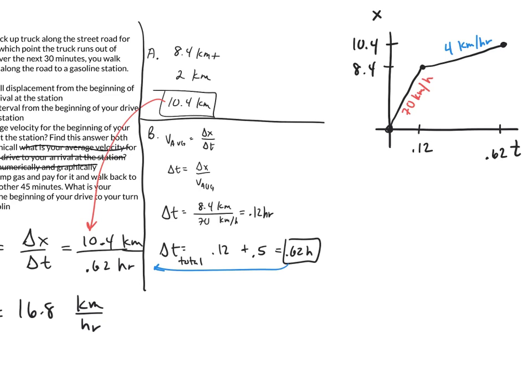Now, again, that gives me my motion. If I wanted to calculate, though, the average velocity from beginning to end, from our lab, what line do we use for average velocity? What line do we call it?